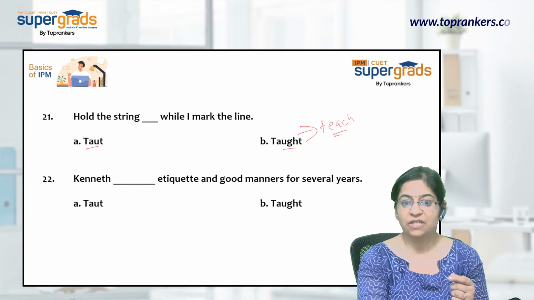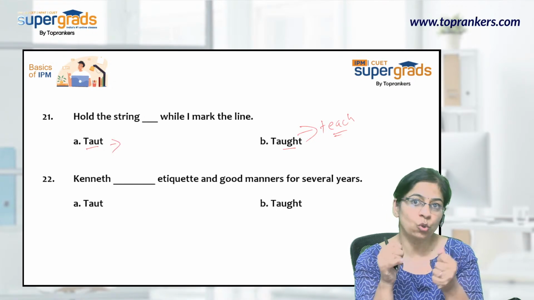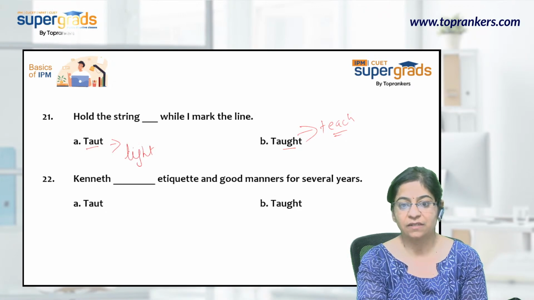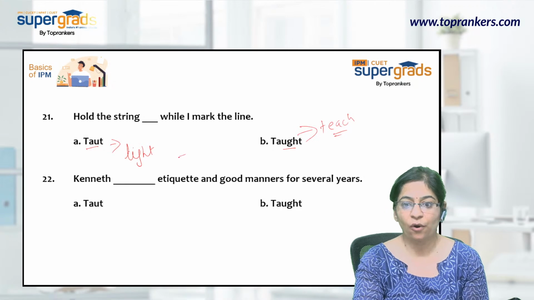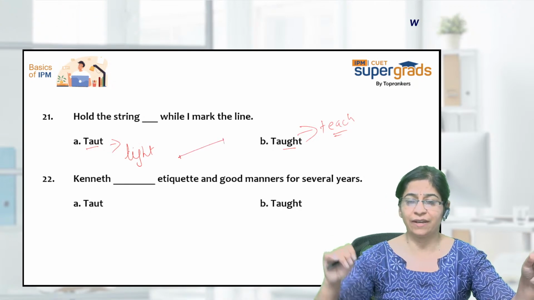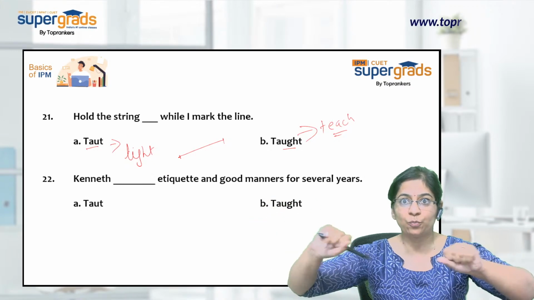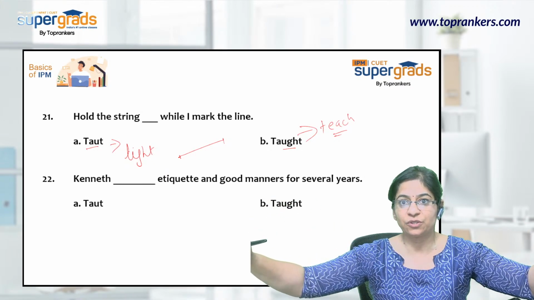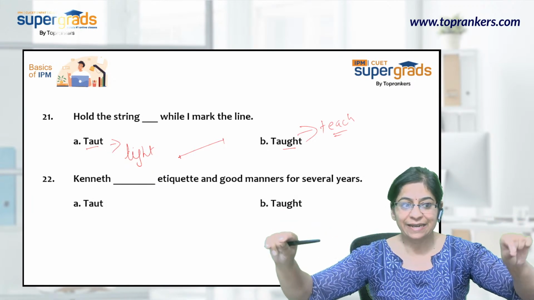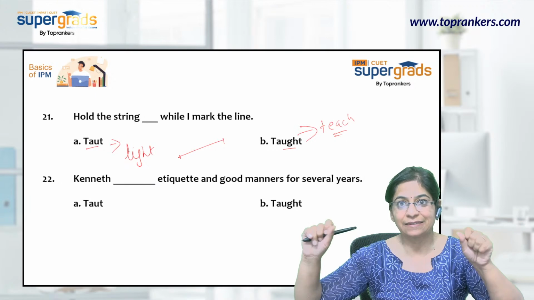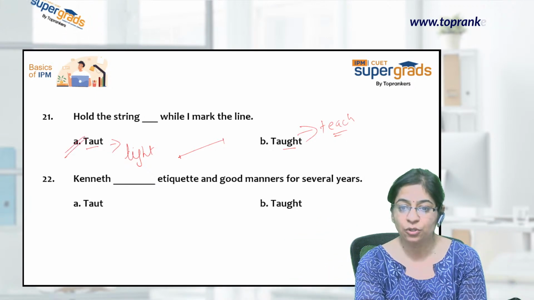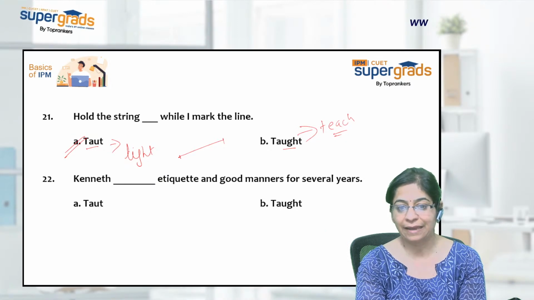And taut, T-A-U-T, taut, simply means to hold tight. So if you hold something tight, the thing is taut. So think of that rope that you hold from one end and your friend holds from the other end, and you pull it. Both of you pull it towards yourself. So the rope will be taut. It will be really tight. So it's not slacking. It's taut. So hold the string taut while I mark the line.